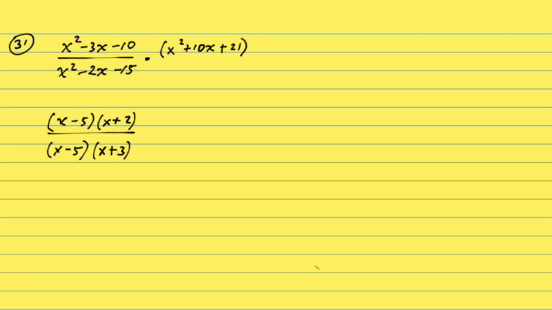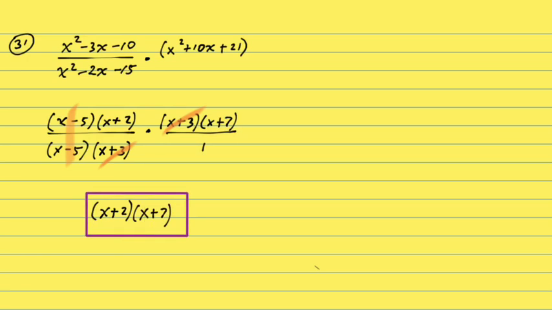They multiply to negative 15, add to negative 2. On top, they multiply to negative 10, add to negative 3. And this factors into x plus 3, x plus 7, I think, because they multiply to 21 and add to 10. So those will divide out, these will divide out, leaving me x plus 2 times x plus 7 for number 31. It's over 1, but you don't need to put it over 1.